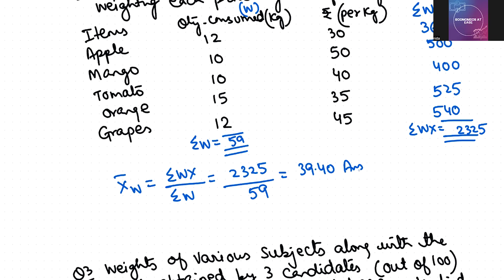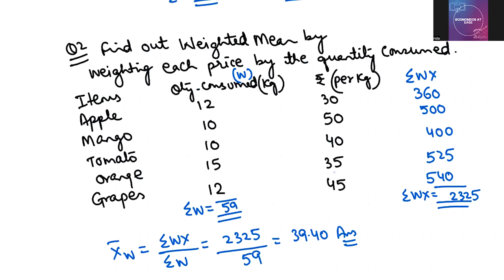And this is your answer. You can take the screenshot. Each price it said, so in each price, 12 into 30, 10 into 50, 10 into 40, 15 into 35 and 12 into 45. Very simple questions on the weighted mean here.